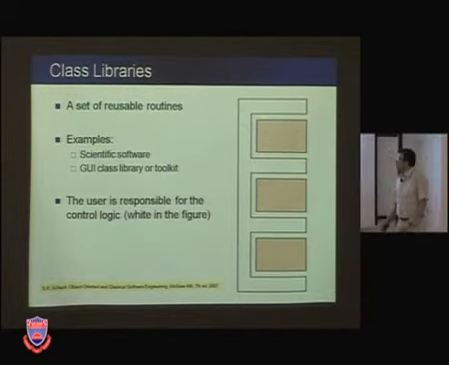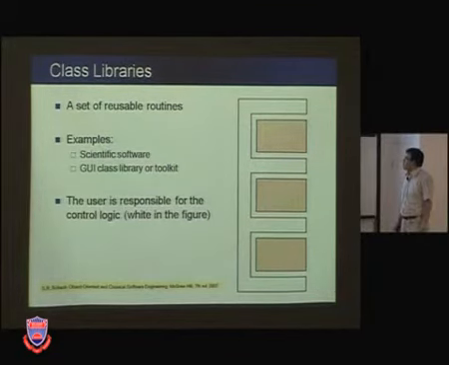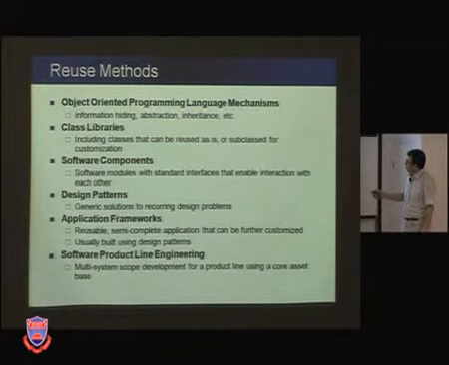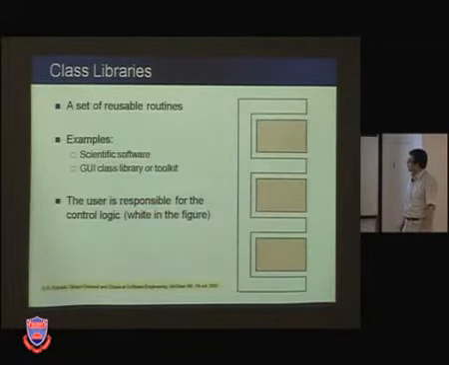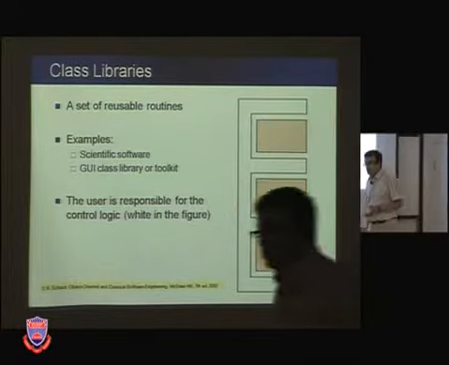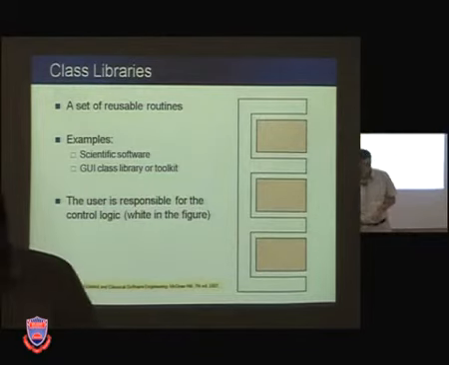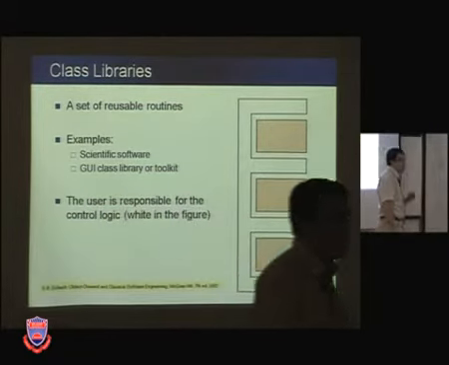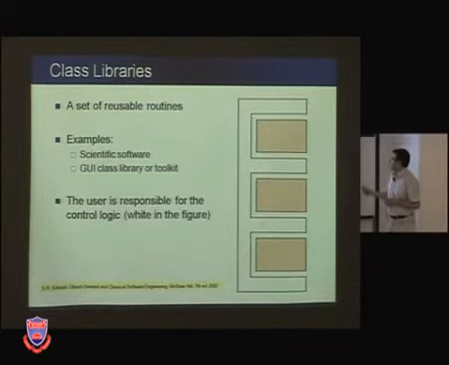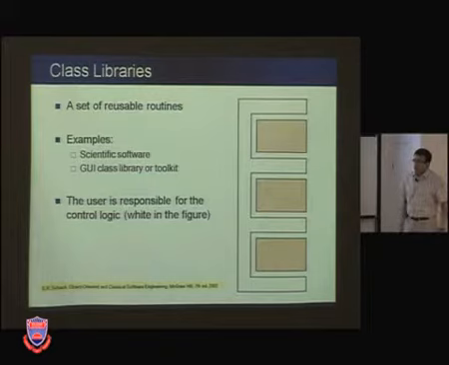We look at class libraries, so let's look at them in more detail. You know this one in the course. Look at class libraries. It's a set of reusable classes, routines, for example scientific software, the GUIs, a GUI class library or toolkit. And this represents actually the control logic. In class libraries, the user is responsible for defining, for implementing the control logic. Because, okay, they are actually kind of separate classes.